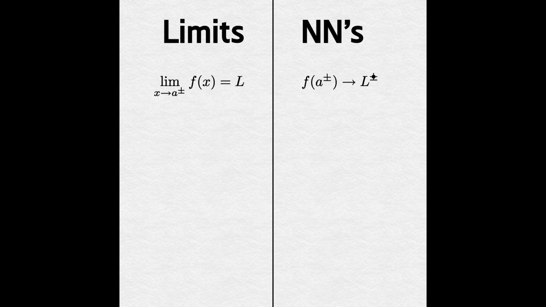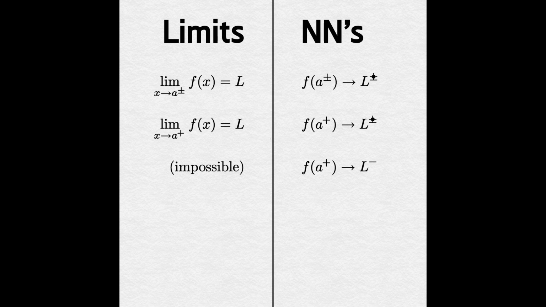In fact, every limit statement for a single variable function, as well as many statements that can't be accurately expressed via limits, can be expressed in the form f of alpha fits into beta for some near numbers alpha and beta, and they all follow exactly the same logic. For example, limit x goes to a from the right of f of x equals L is expressed as f of a plus fits into L plus minus dot. If we have cause to, we can even make more refined statements, such as f of a plus fits into L minus, which is not possible using limits alone.